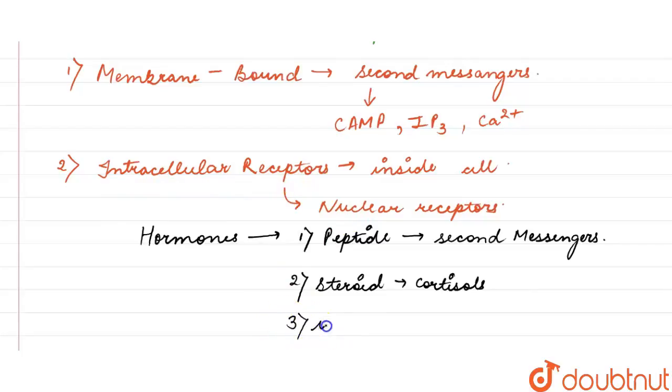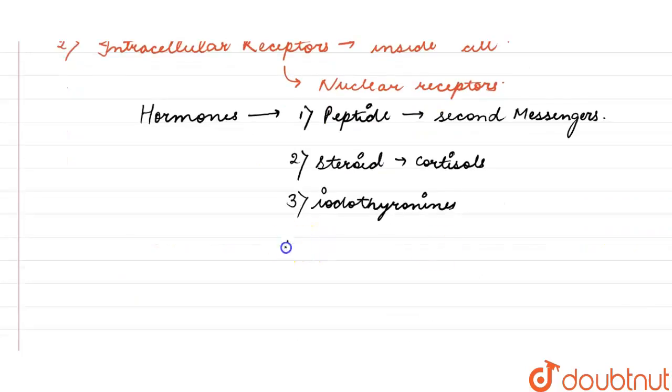Then we have iodothyronines, which also bind to the intracellular receptors. And fourth is the amino acid derivatives, which include the epinephrine, and these bind to the membrane receptors.